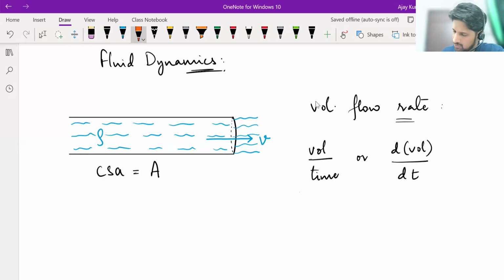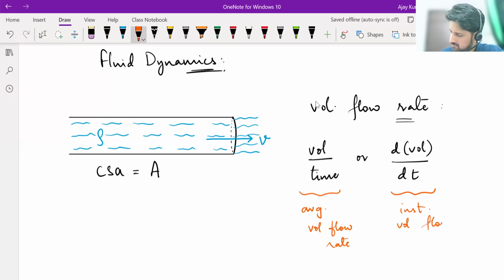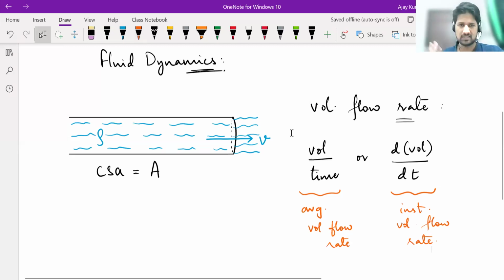If you do total volume by total time, you get the average volume flow rate, the average rate of flow of volume. If you do dV by dt, you get the instantaneous volume flow rate, the instantaneous rate at which volume flows out of the tube or the cross section.